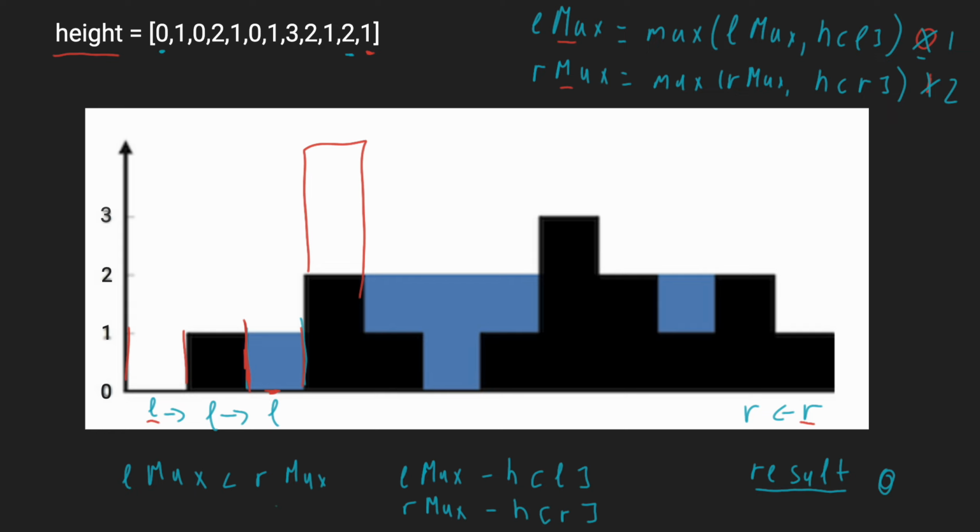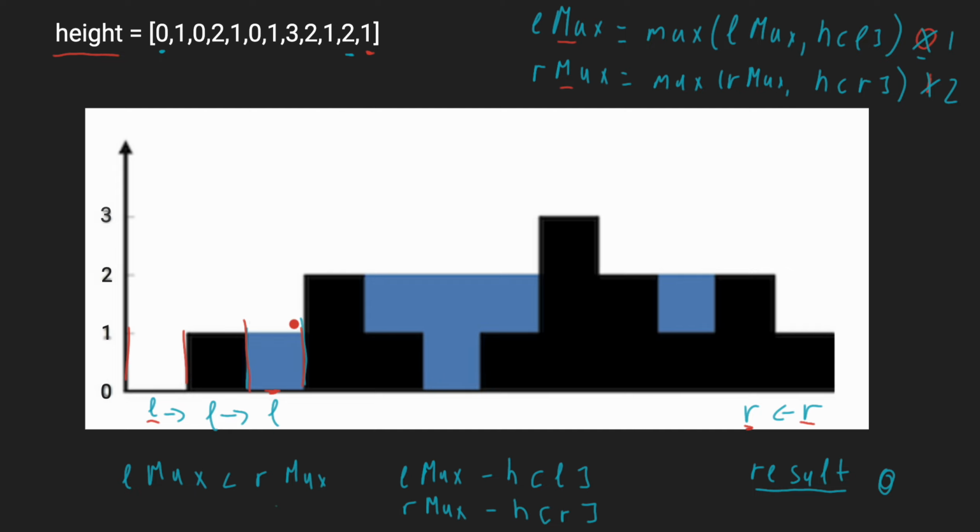Another condition is, you might think, okay, the left wall is 1, so we can trap here at most one unit of water. But how are we sure that we have a right wall here? Because our right pointer is at the end, how are we sure that we have a wall equal to or more than 1?